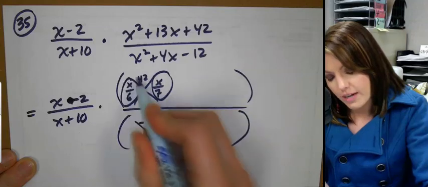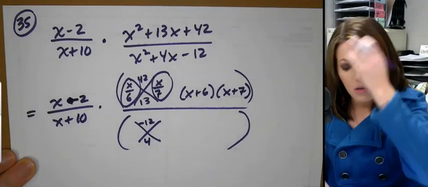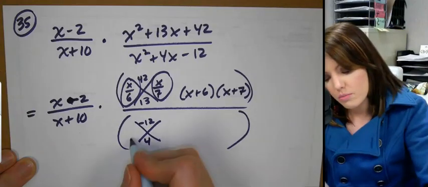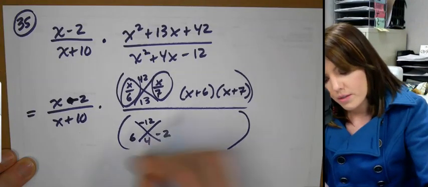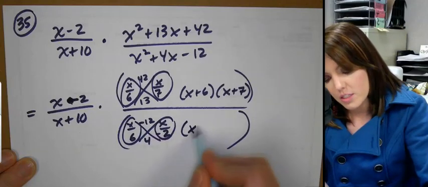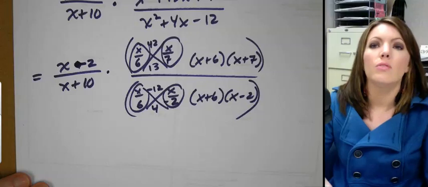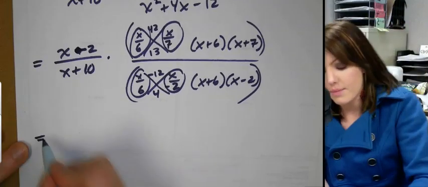So those are our factors, x plus 6, x plus 7. And then on the bottom, two numbers that fit, 6 and negative 2. And then we go x, x. So we've got x plus 6 and x minus 2. So let's write everything that we have. I know I'm going through this very fast.